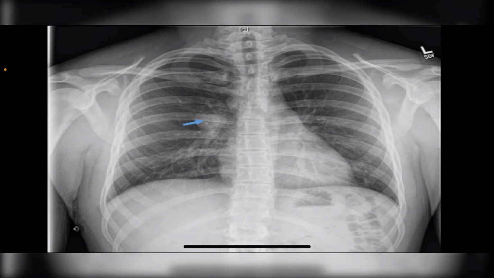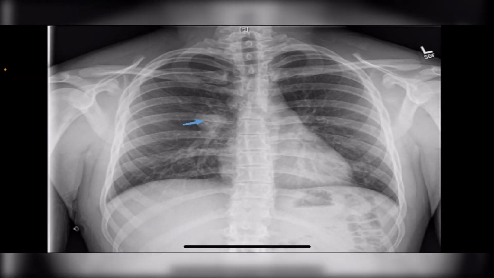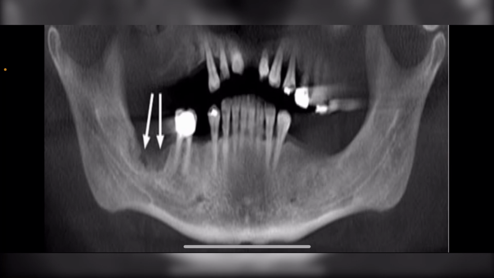We also have mediastinitis, which is right over here. It's an infection in the space around the organs in your chest. Here it is. See over there. And we also have osteomyelitis of the jaw. It's an infection of the jawbone. It can also be very painful, and it can lead to tooth loss.